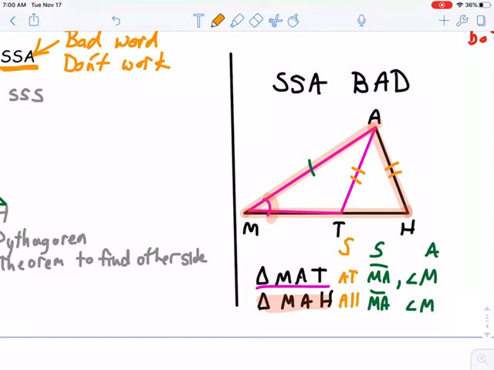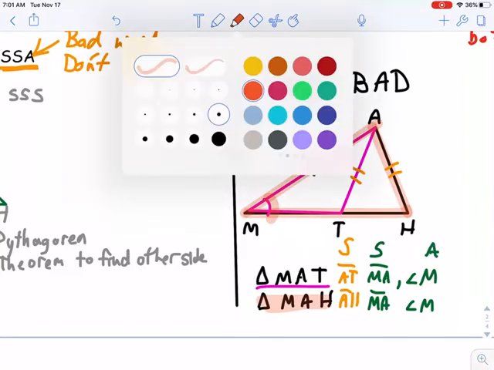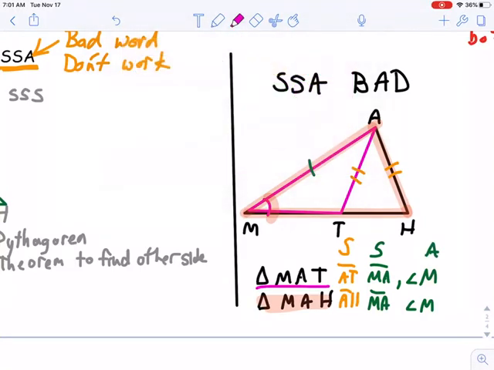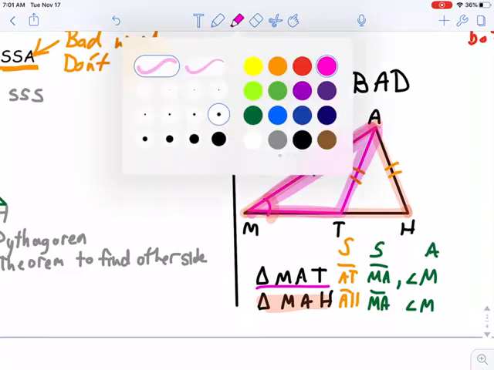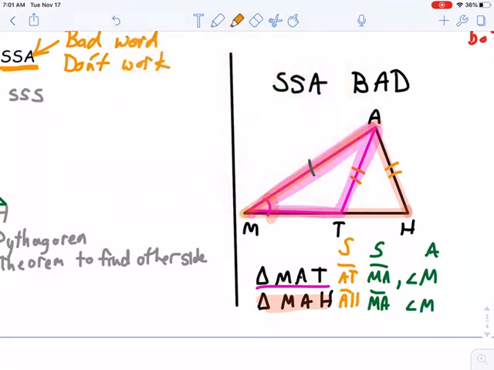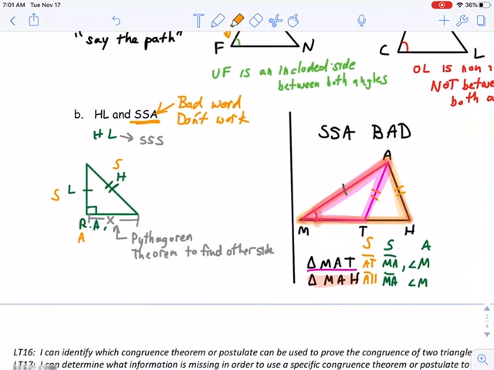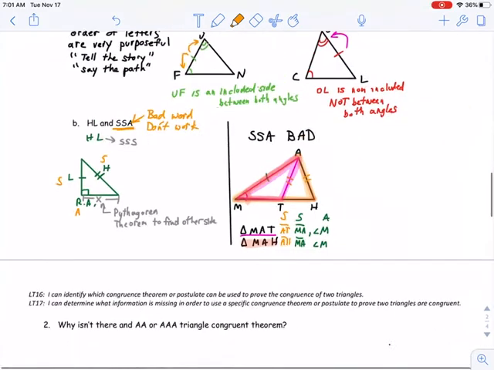All right, so this shows you why angle side does not work. We have two triangles, triangle MAT, triangle MAH. They have a congruent side and angle, but hopefully, clearly you can tell that this pink triangle right here, hopefully you can tell that is not congruent to this triangle right here in orange. All right, pink triangle, orange triangle does not guarantee congruence. That's why side angle is bad.